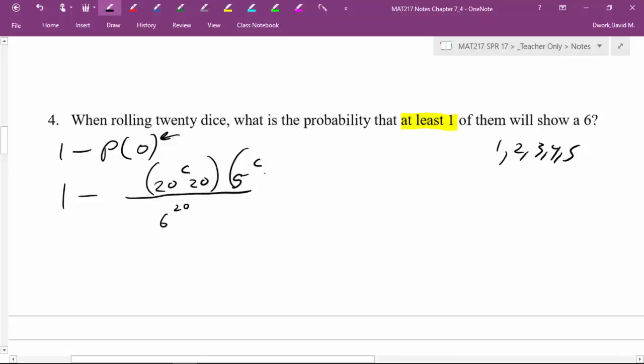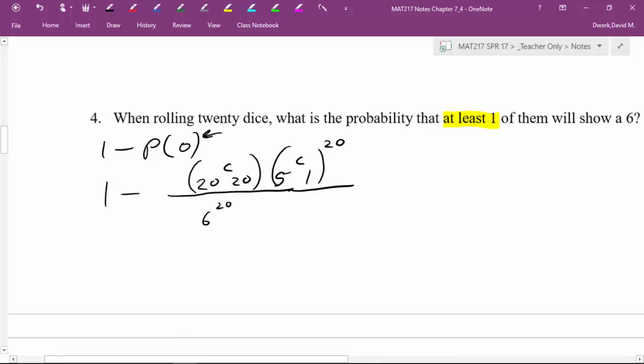So out of my 5 faces, I'm going to choose one of them for every single die, and I'm going to need to repeat that process 20 times. So I raise it to the 20th. Okay, and there we go. That's our probability. Yay! Amazing.